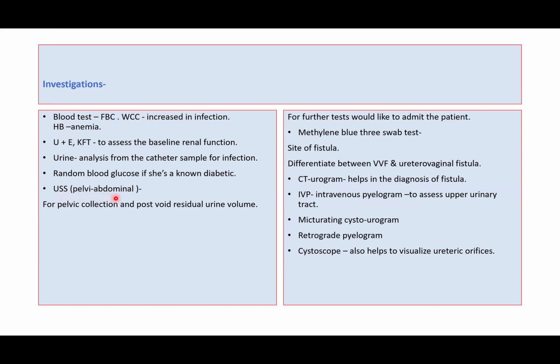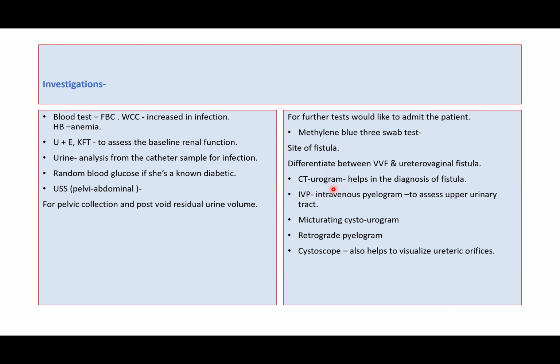This will be the pelvic abdominal scan for pelvic collection and post-void residual urine volume. For further tests, we'd like to admit the patient. So this will be the methylene blue 3 swab test. This will help to know the site of fistula and also help to differentiate between the vesicovaginal and ureterovaginal fistula.